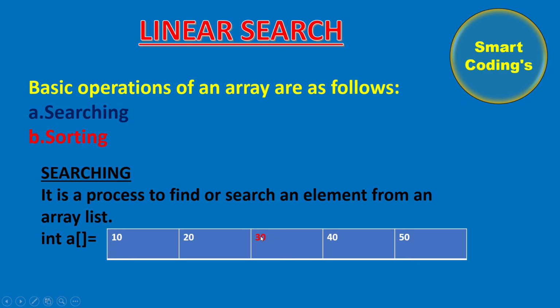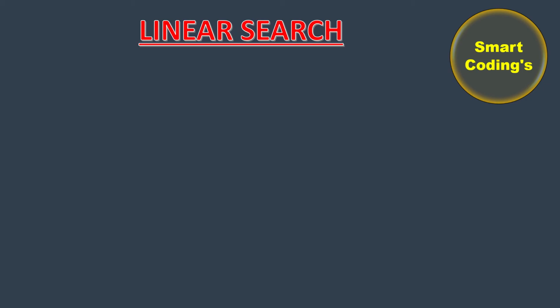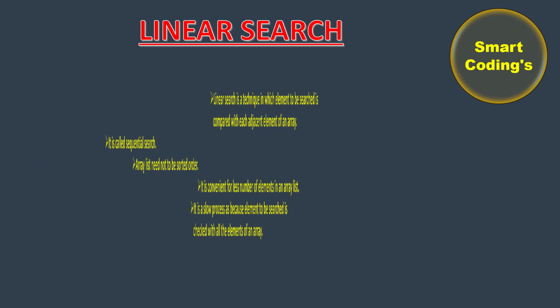Now 30 will be checked with all the elements of an array. Adjacent means an element next to it. 30 will be checked with 10, 30 will be checked with 20, and it will be checked with itself also. If the match is found, then the index will be returned. I'll be demonstrating the working principle and the programming in the later part of the video. So students, this is what a linear search is.